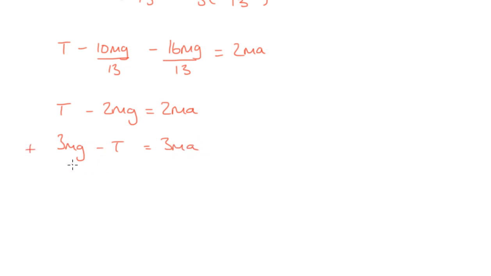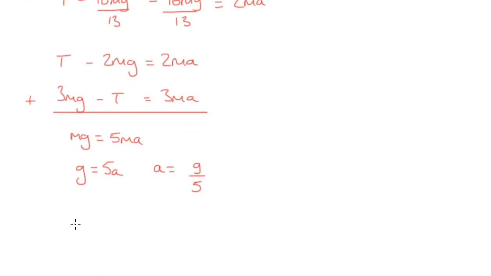If I add these two equations together, the T's will cancel, and I'm going to have mg is equal to 5ma. So the m's cancel, which means I've got the acceleration. The acceleration is g over 5. I can then go back and put that into either of these and get T.